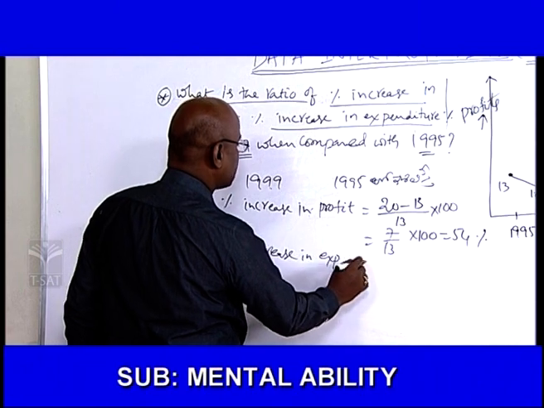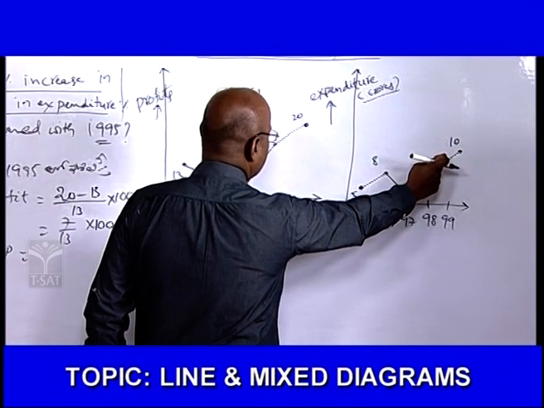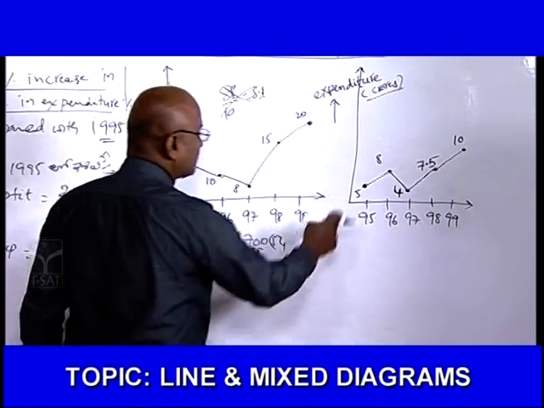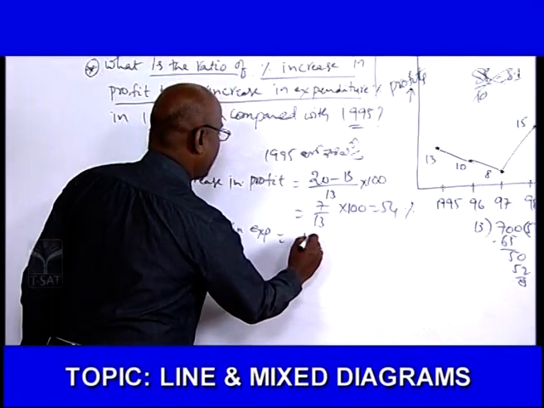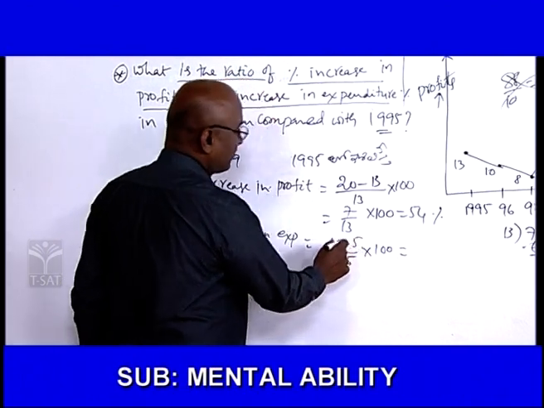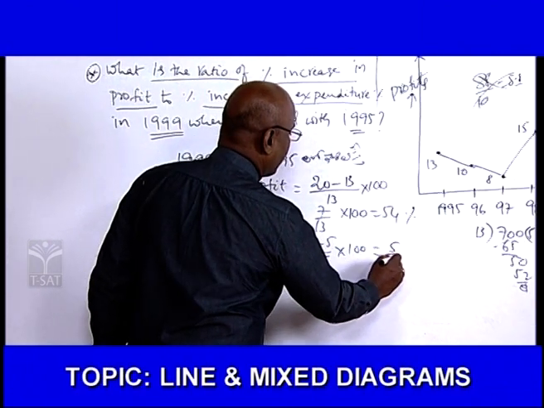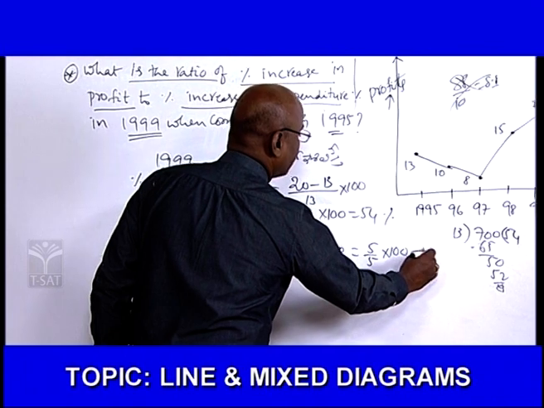So here it is, in the year 1999 the expenditure is 10 crores and in the year 1995 the expenditure is 5 crores. So 10 minus 5 by 5 into 100, that is equal to 10 minus 5 means 5. 5 by 5 means 1. So 5 by 5 into 100, that is equal to 100%.